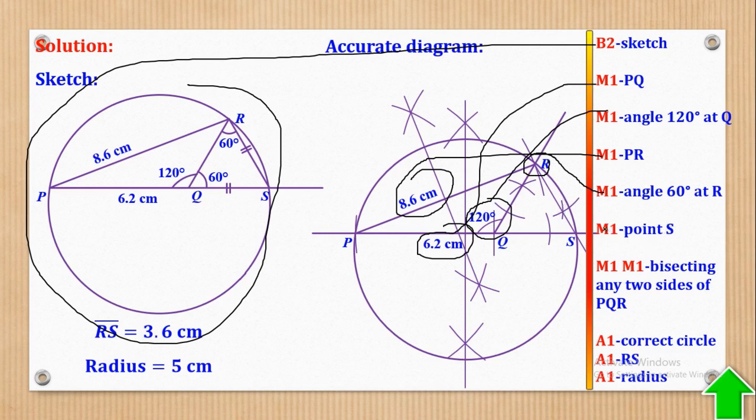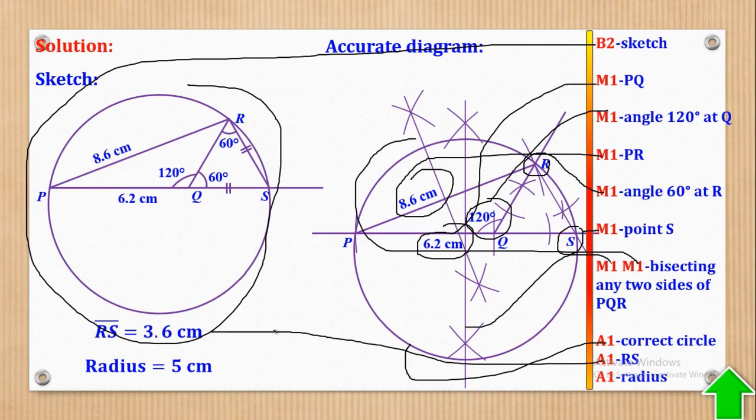Then another M1 for point S. So for you to locate that point S, that is M1. Then M1 for bisecting any two sides. So one M1 for this perpendicular bisector, another M1 for the other perpendicular bisector. Then A1 for the correct circle, A1 for length RS, and A1 for the radius. So basically that's how the marks would come about.